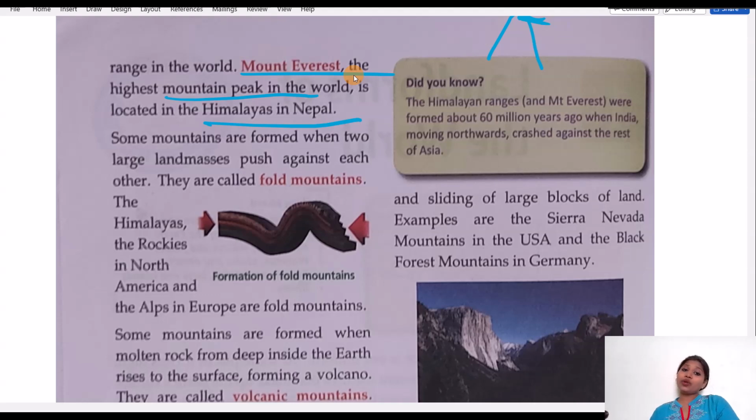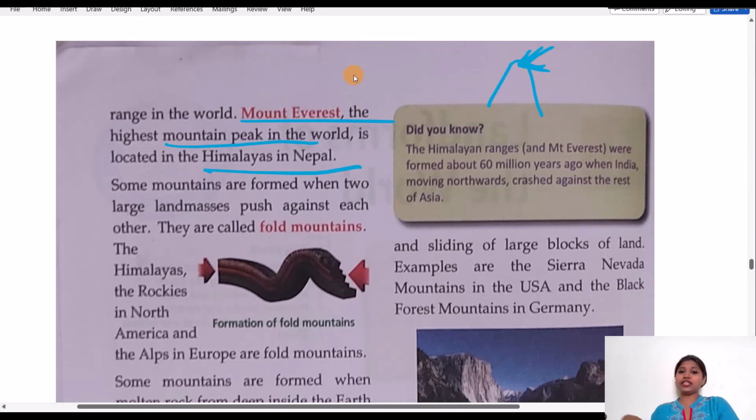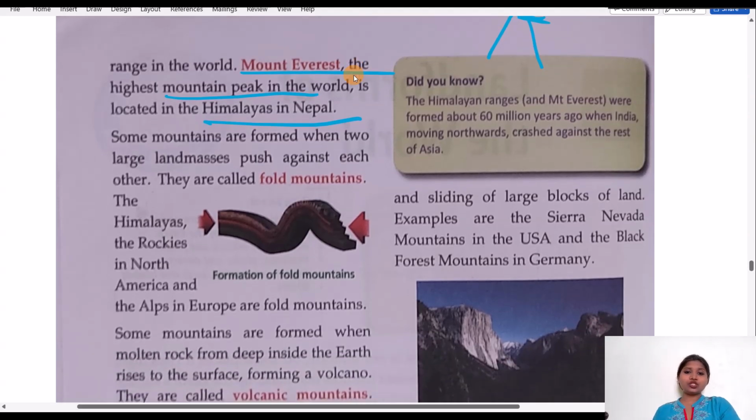Now we already know about Mount Everest. Mount Everest has the highest peak in this world. The Himalayas are located in Nepal. Some mountains are formed when a large landmass pushes against each other. They are called fold mountains.